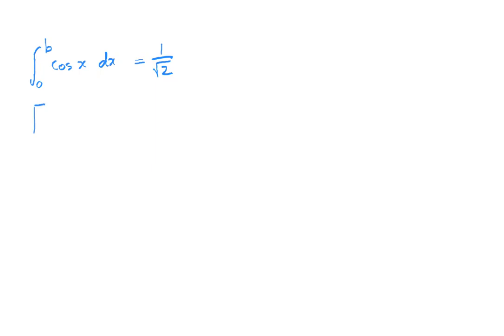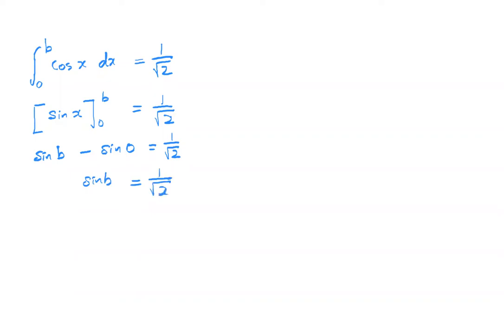Okay, we have this. Sin x from 0 to B is equal to 1 over root 2. Right? So you sub with B, take away sub with 0. You know that sin 0 is 0. So I have sin B equal to 1 over root 2.